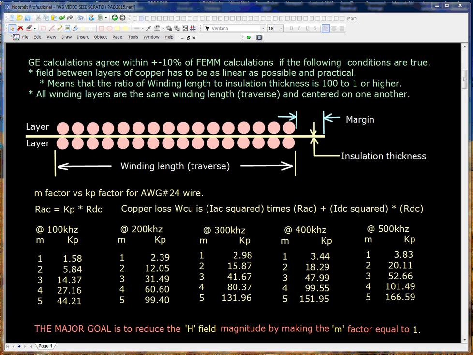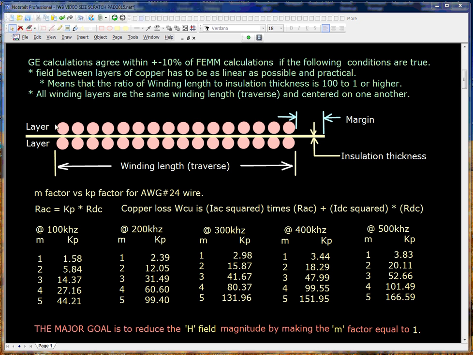We're going to be using a system of equations to calculate the copper loss for a practical problem using the so-called GE calculations, and they agree within 10% of FEMM calculations if the following conditions are true. The field between the layers of copper has to be as linear as possible and practical. This means that the ratio of winding length to insulation thickness is 100:1 or higher. And the second condition is that all winding layers are the same winding length, called traverse, and centered on one another.